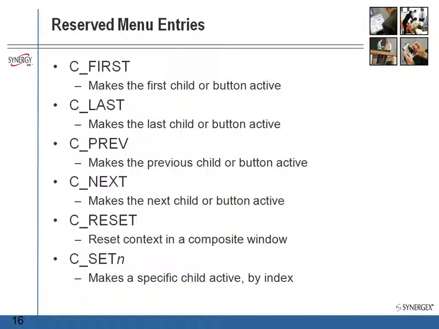This slide shows the various reserved menu entries that are supported by cProcess. C first and C last will cause the first or last child, or button in case of C last, on the container to receive focus, while C prev and C next will focus the previous or next child or button. C reset takes into account any programmatic context change, for example using the DC context subfunction or the DC button focus, and resets the context in a composite window to the currently active child window, list, or button. C set N makes the child window or list with the tabbing index N the active child.